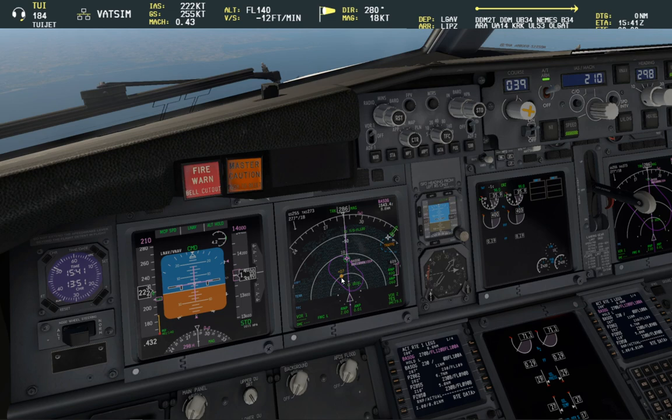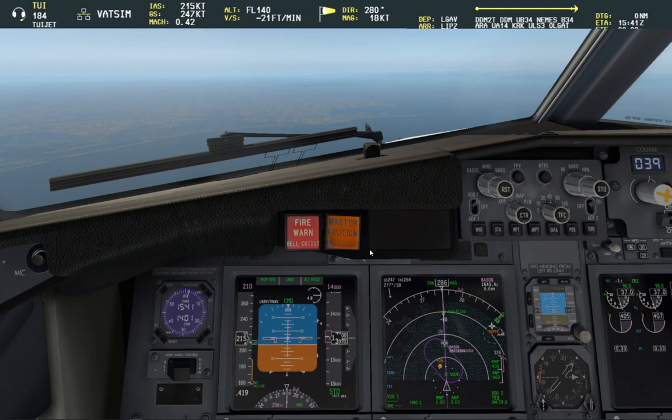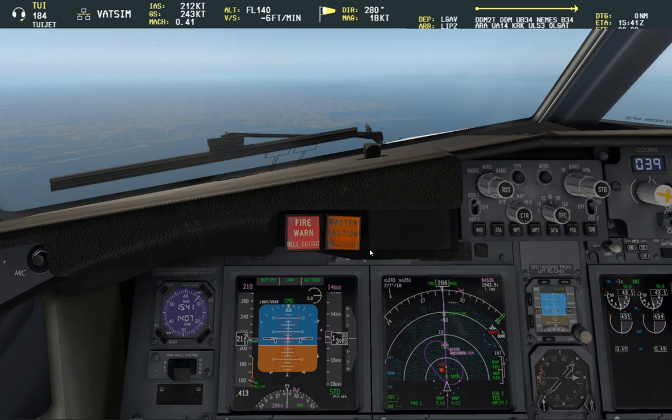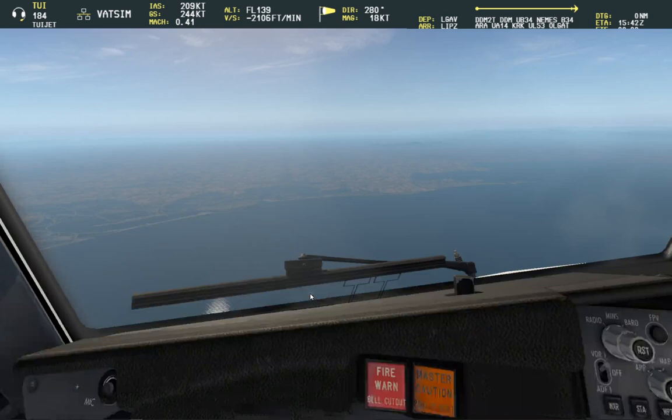Austrian 15 Papa Papa, descent to level 90. Descent flight level 90, awesome. This will be a TCAS resolution. I'm ready to take over controls. Descent flight level 200, hold over hot gig. Maintain vertical speed. Clear of conflict.